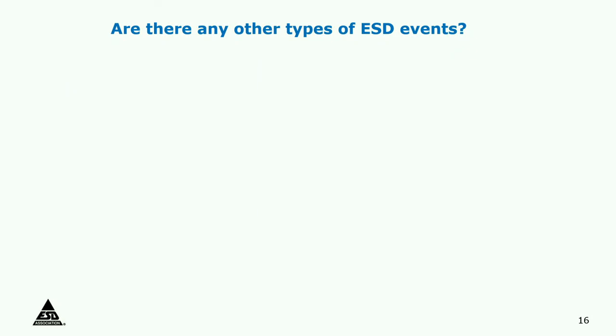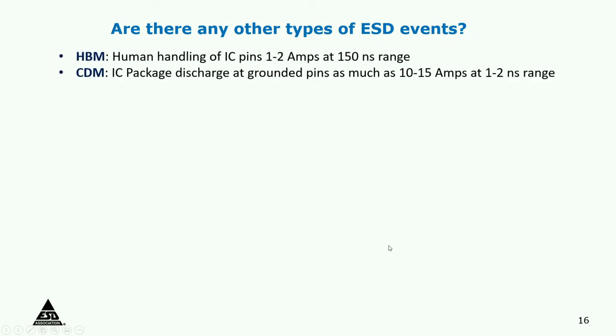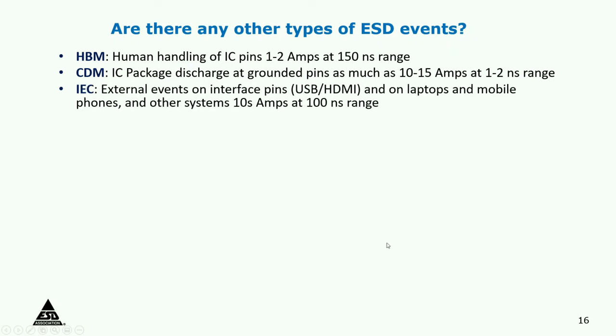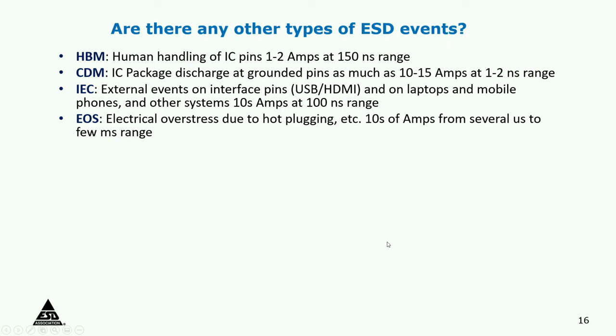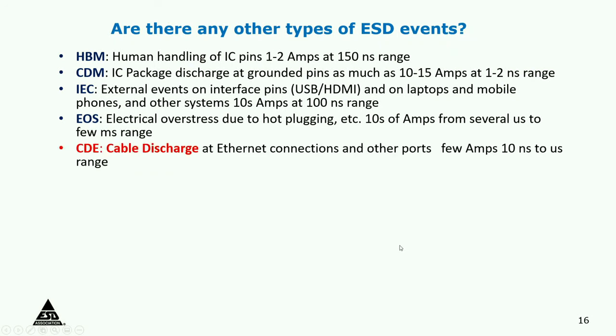Now, we talked about these events, but are there other kinds of events that take place other than these? Sure, there are. As I said, we talked about the human body, charged device, the external pulses, and electrical overstress. But there are other things, like what is called the cable discharge. That is, at the Ethernet connections and other ports, if you drag a cable and connect it, you are now discharging that cable onto the device, especially at Ethernet I/O.